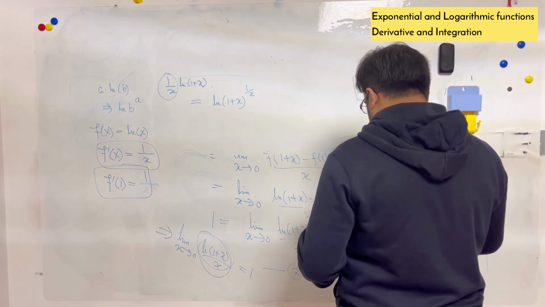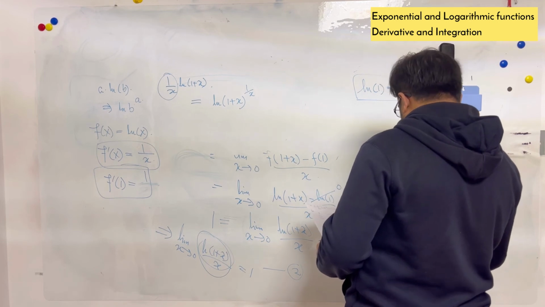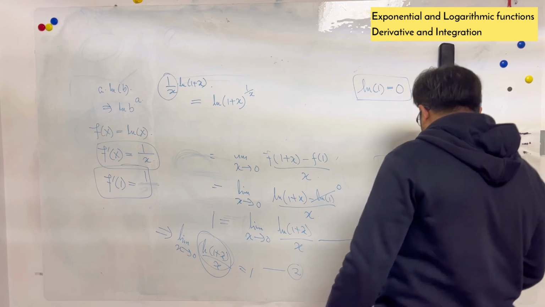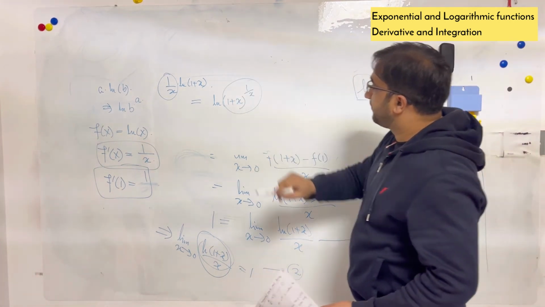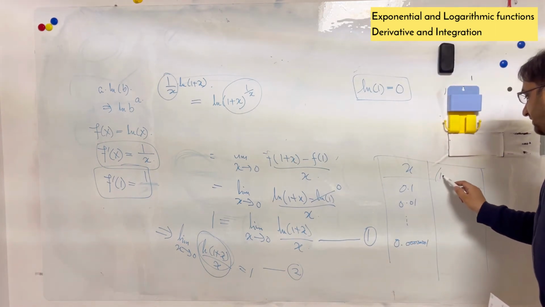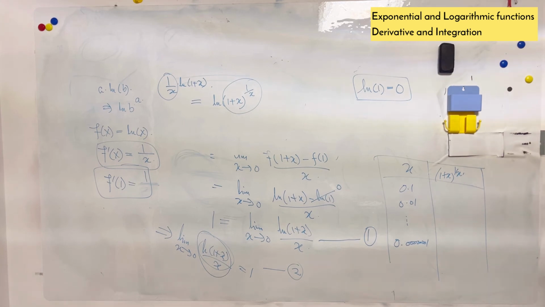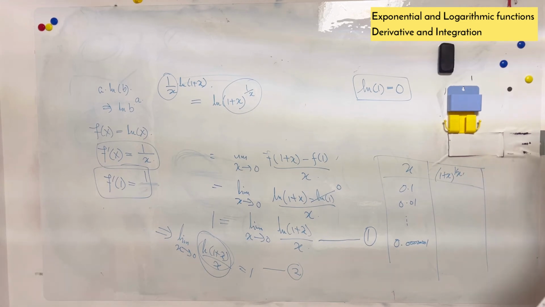0.1, 0.01, and the final one is 0.1, and you put them into this function, 1 plus x raised to the power 1 over x. For example, pick up x is equal to 0.1 and put this value here. What will be the answer?